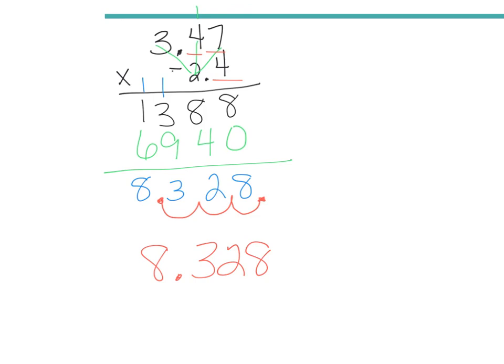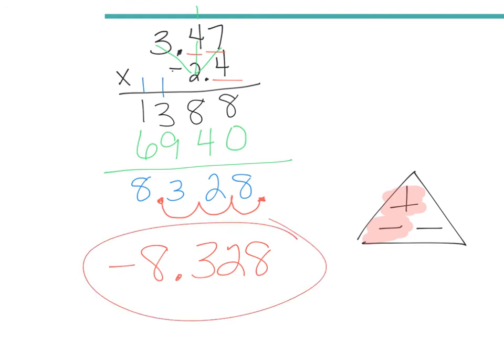I have one more step. Last step is to think about my integer rule. In our problem, we had a positive times a negative. So what's my answer going to be? Negative. So negative 8.328. How are we feeling? Good?